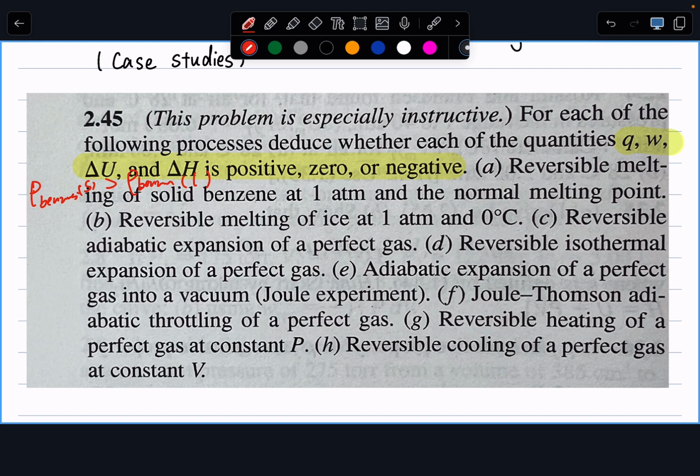Yes? Why is it important to know that it's at the normal melting point? It's not. We just have to specify some kind of temperature. It's convenient to say normal melting point.